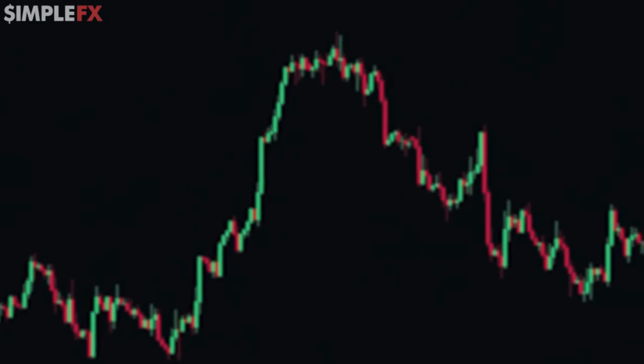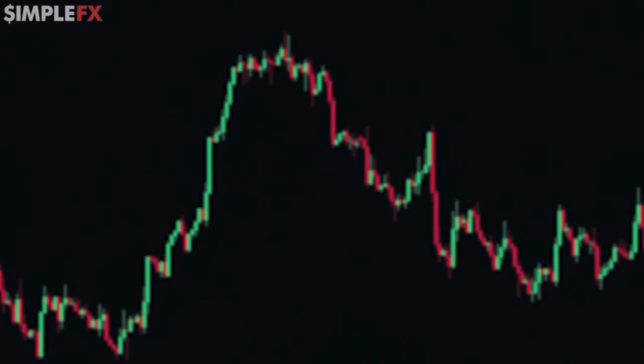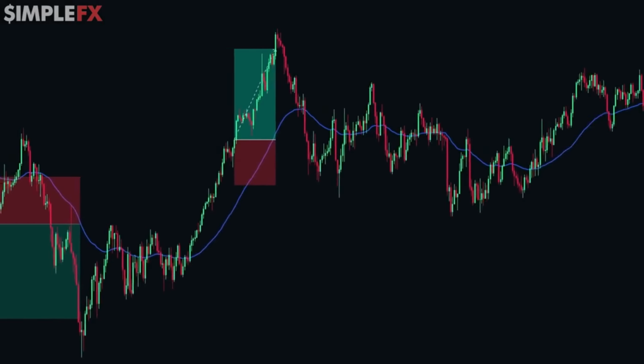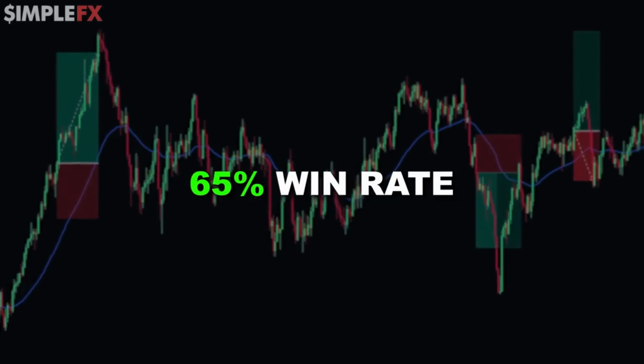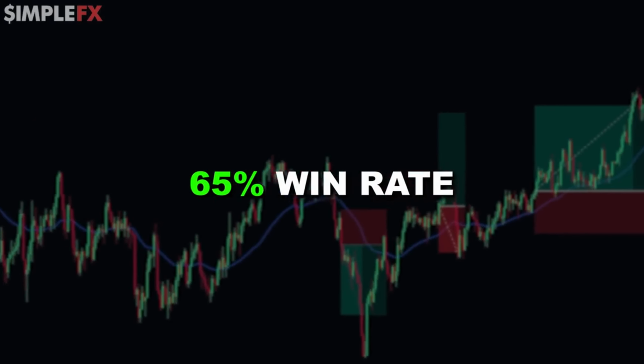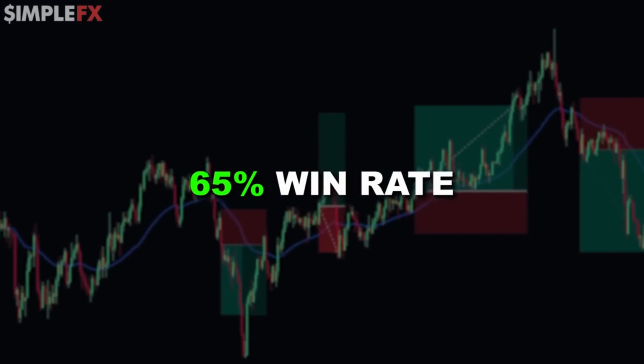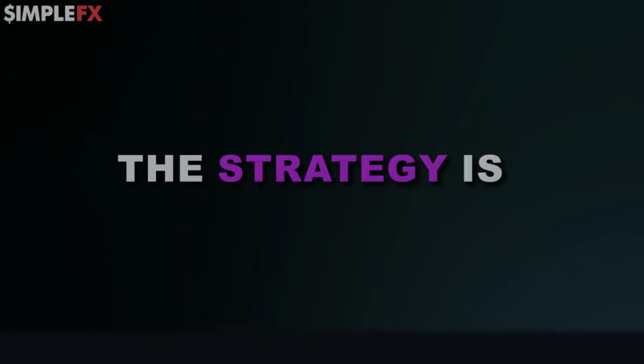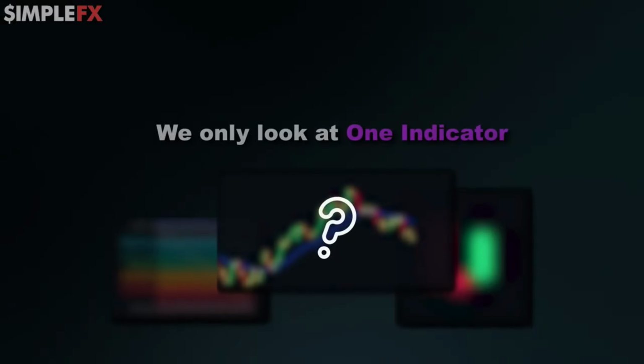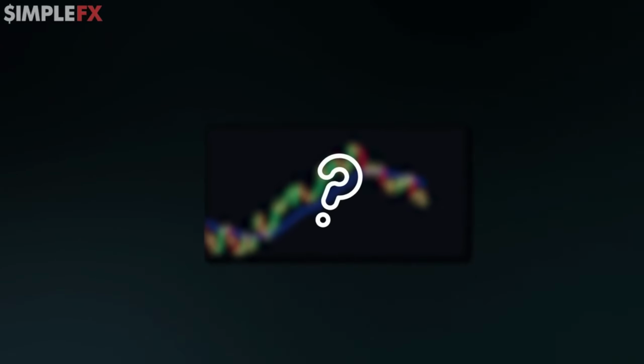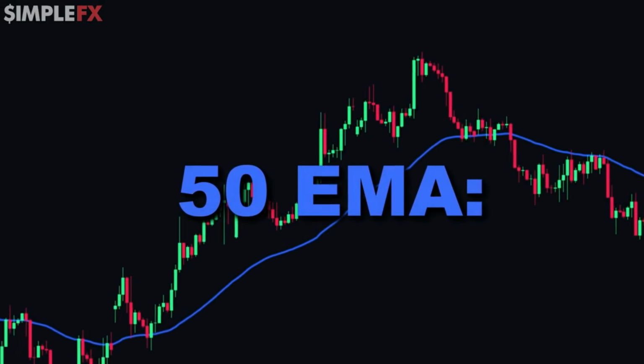And just because a strategy is simple doesn't mean it's not profitable, as I've also done a backtest and it came out with a staggering 65% win rate, which is pretty good for just a simple strategy. So let's get started. The strategy is so simple. We only look at one indicator, and we don't have to think about anything else. And that indicator is the 50-EMA.